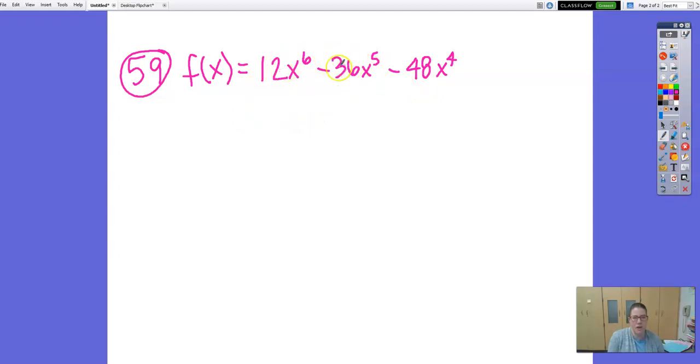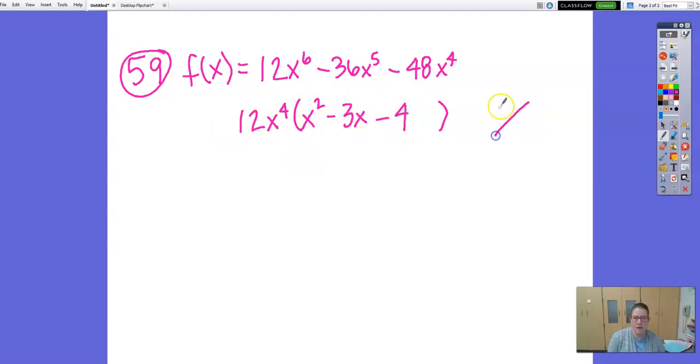So if I look at 12, 36, and 48, they all have 12 in common, so I know that I can pull out a 12. I have at least 4 x's in all terms, so I'm going to pull out 12x to the 4th and see what's left inside. If I pull out 12x to the 4th from 12x to the 6th, I'll be left with x squared. 36 divided by 12 is 3, so this would be minus 3, and I would just have 1 x left if I took 4 out front. And 48 divided by 12 is 4, and I took all the x's. So here's what's left inside.